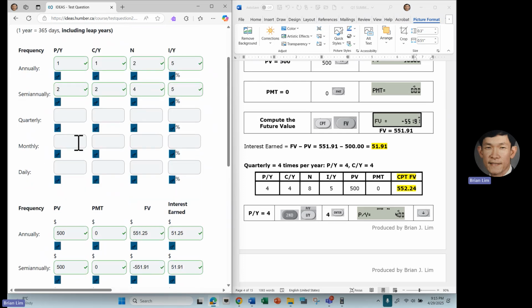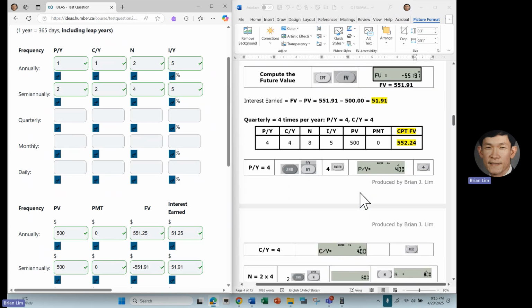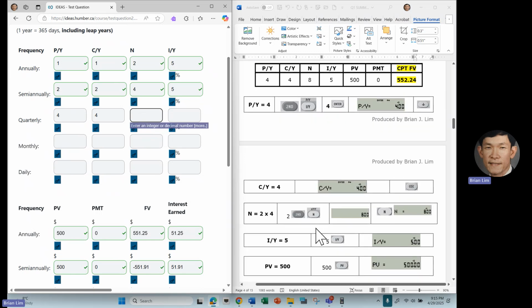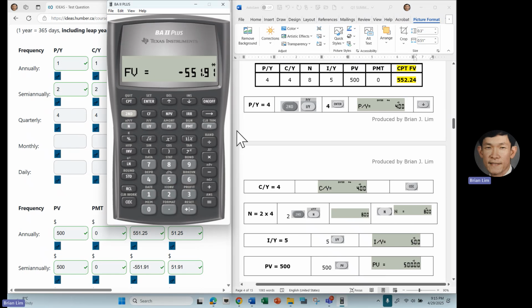Okay, so quarterly now we have 4 times per year. So P/Y is 4, C/Y is 4. And we can fill in these boxes with 4 and 4. And then N is what? Well, it's 2 times 4. So let's get the calculator because we have to use it to enter the numbers.